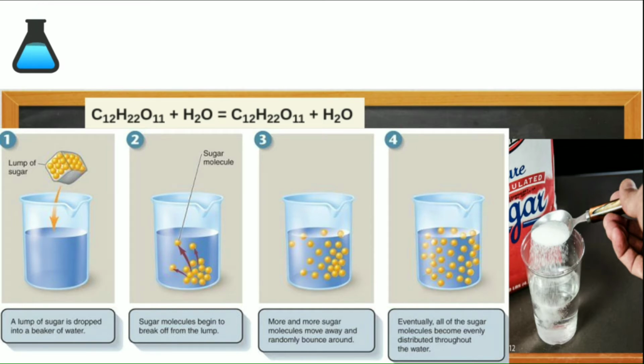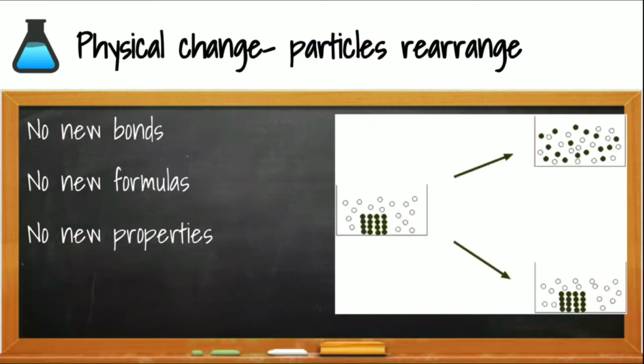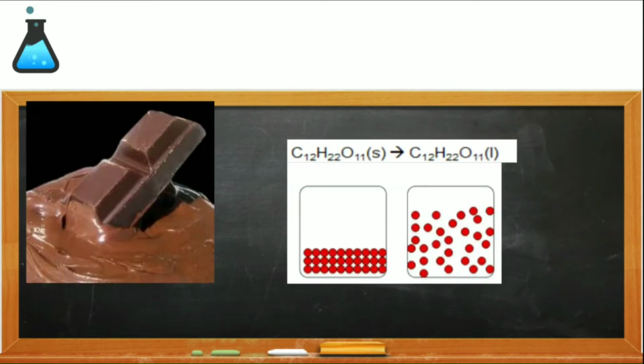It's still wet. When we look at the formula, notice that we begin with table sugar and water, and then we end with table sugar and water. No new formulas, no new bonds, no new properties. So here again, you can see that there's just a physical rearrangement of the particles, but there are no new bonds and no new properties.